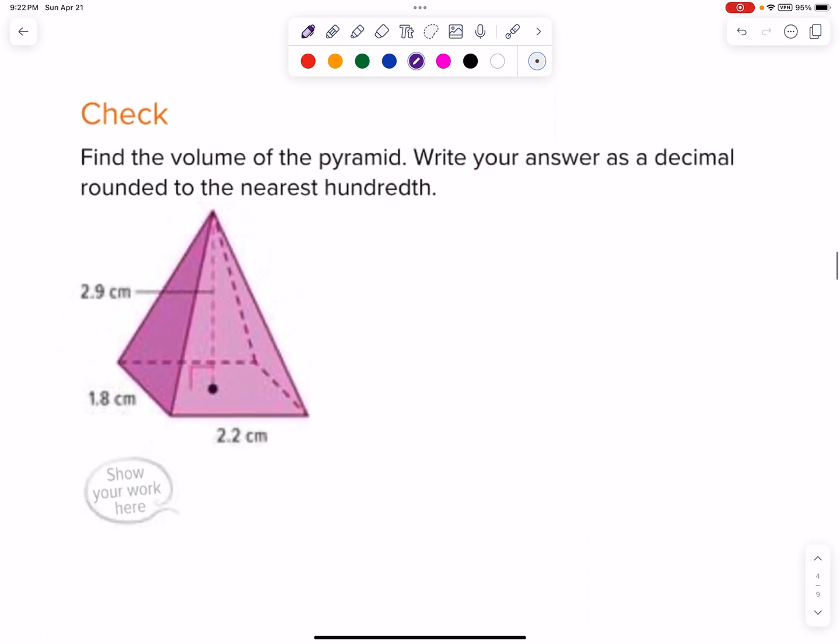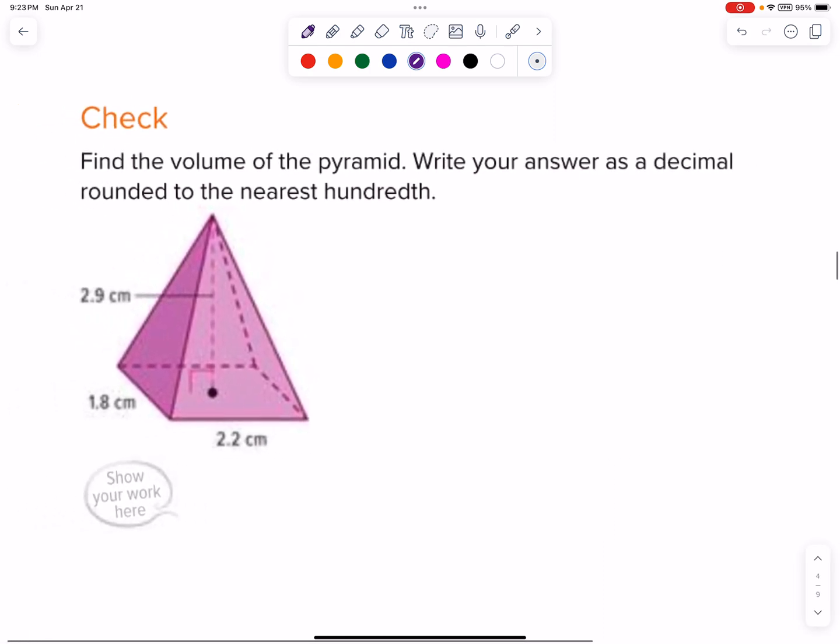All right, go ahead and pause and try this, or you can follow along. We're finding the volume of this pyramid. We know volume equals 1/3 big B times H. Okay, so let's go ahead and plug this in.